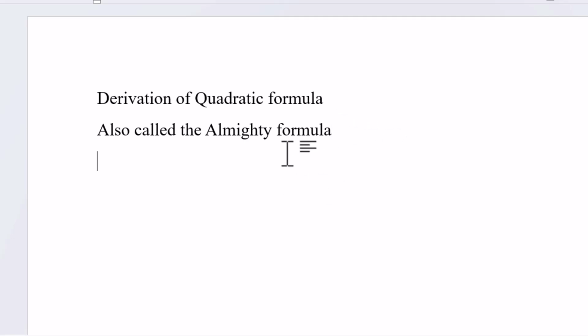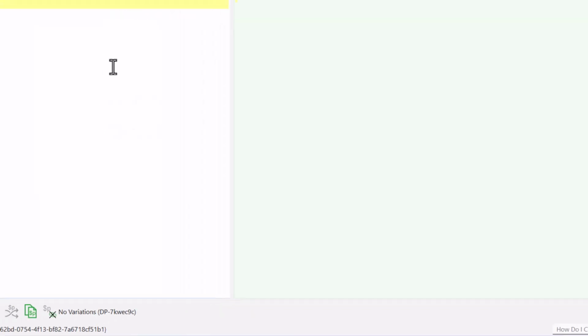Before you can understand how to derive the quadratic formula, there's something you need to understand in quadratic equations, which is the completing the square method. I want to do a simple explanation before I start the derivation. Now, let me go to fx and type something there.